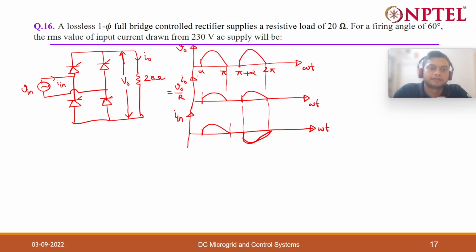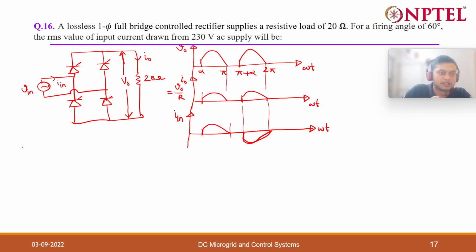So the RMS value of output voltage is the same as the RMS value of input voltage. The RMS value of output current is the same as the RMS value of input current, as we can see from this waveform. So there is no need to find it separately; we can just find the RMS value of output voltage and divide it by R to get the RMS value of input current.